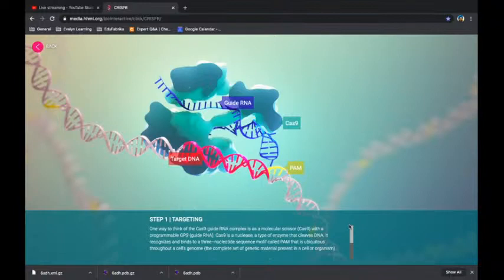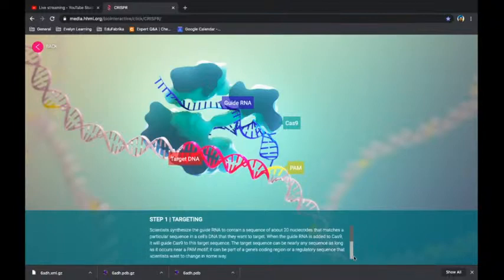Cas9 will cleave it, and it recognizes and binds to a three nucleotide sequence motif called PAM. It will identify this PAM here, this Cas9. And PAM is present ubiquitously throughout the cell genome, everywhere.